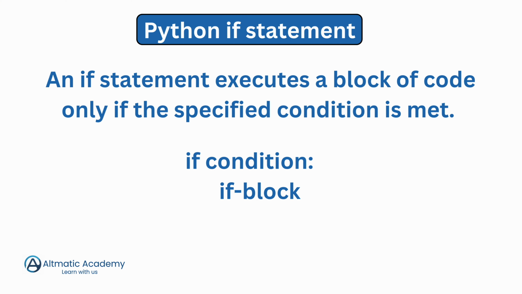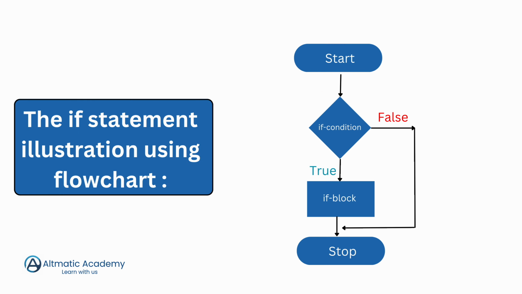So, the Python if statement: what does it define? An if statement executes a block of code only if the specified condition is met. And what is the format of the if condition? It is the if condition, then a colon. We always put a colon in Python, and then there is an if block, right? So this is how it works.